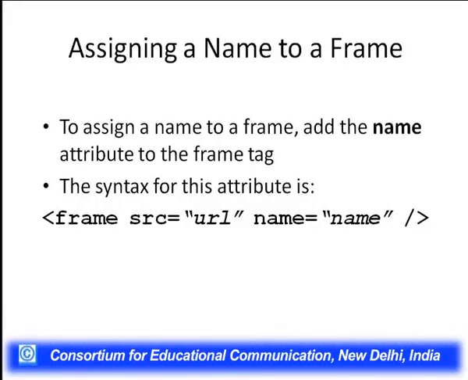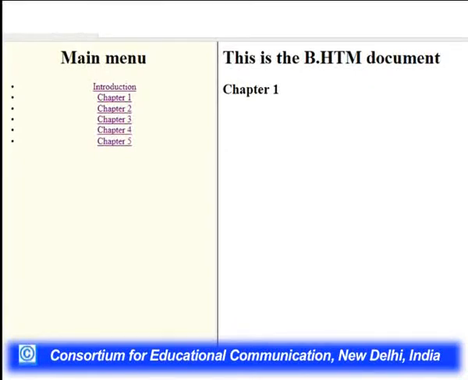So, to assign a name to the frame, we add the name attribute to the frame tag. We have seen that the syntax is simple. You write frame src is equal to, you give the URL and you give the name to the frame. You can give any name to the frame that you want. Now, this is a kind of structure that I have been talking about.